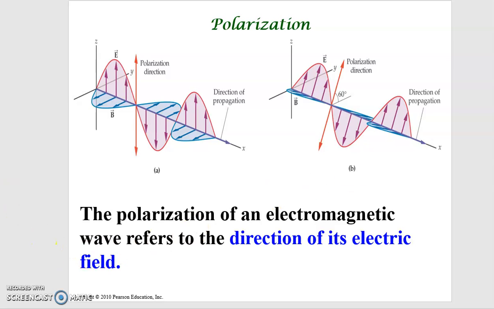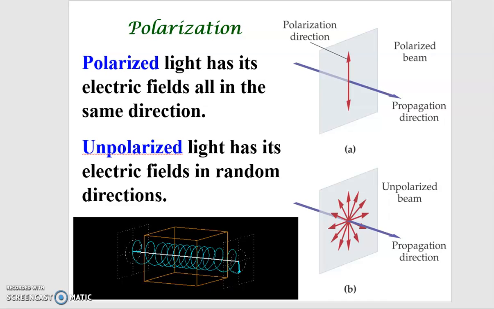So let's study a little bit more detail. If you have a polarized EM wave, it simply means that the electric fields are all oscillating in the same direction, all pointing to the z, or to the negative z. This is what we just defined in the previous slides.